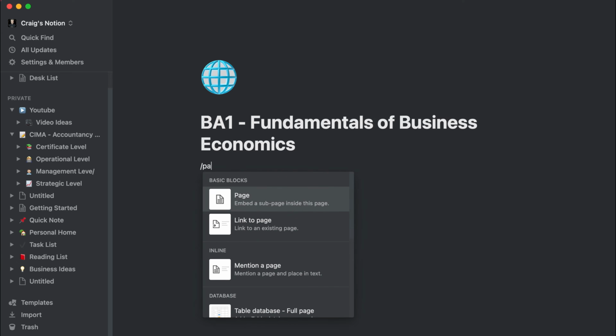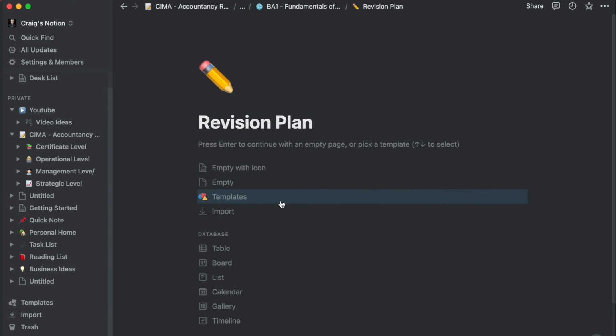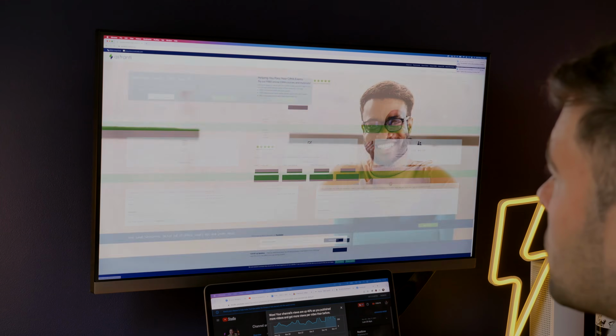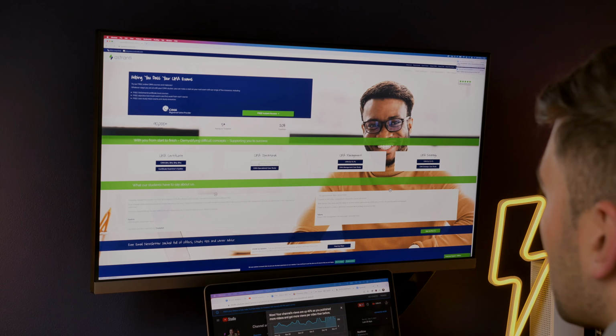Today I'm going to walk through how to construct a revision plan from the point of enrolling on your tuition to the point of passing your exam. The first step is obviously to enroll on your course. It is important for you to choose a study method that is best suited and most effective for you.